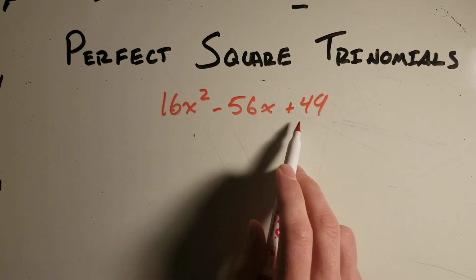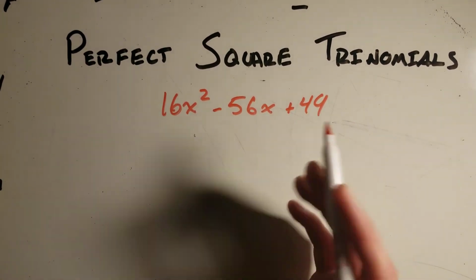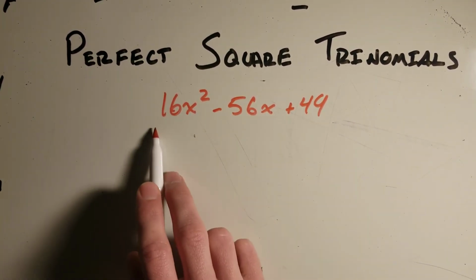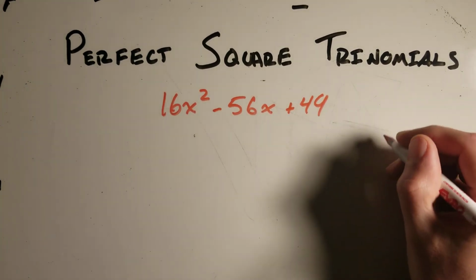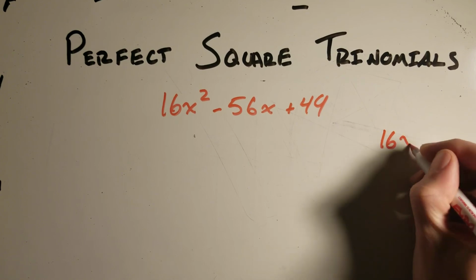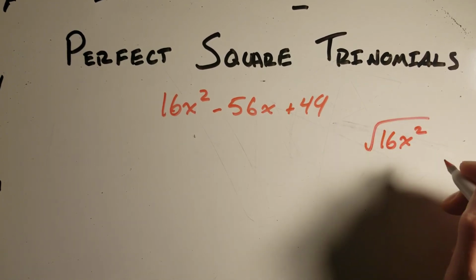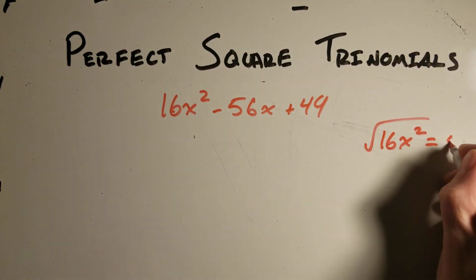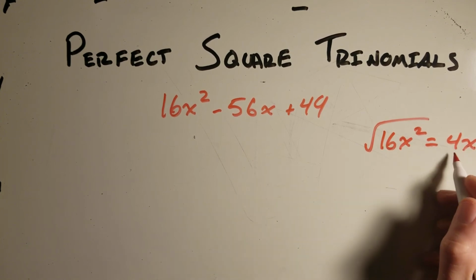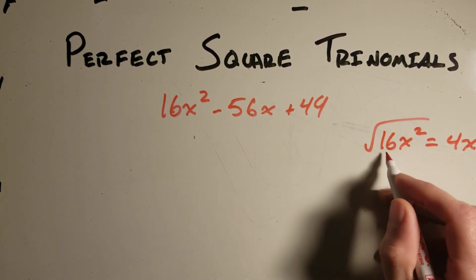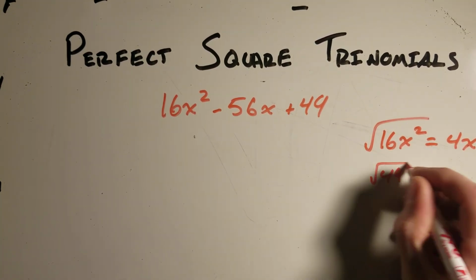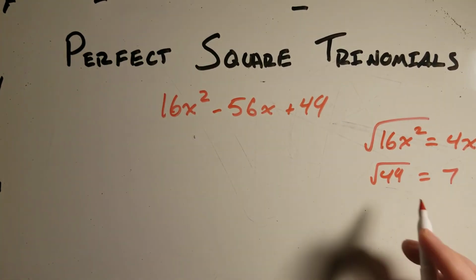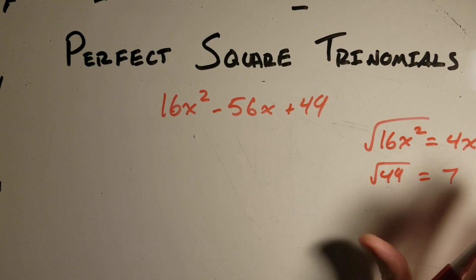But no GCF here. Difference of squares, clearly not. We have three terms in our trinomial. We have a leading coefficient that's not equal to 1. Let's check to see if it's a perfect square. So can we take the square root of 16x squared? Yes, that would be 4x. If you square 4x, you get 16x squared. And 49, we can take the square root of that. That would be 7. Of course, we're taking the principal square roots here.